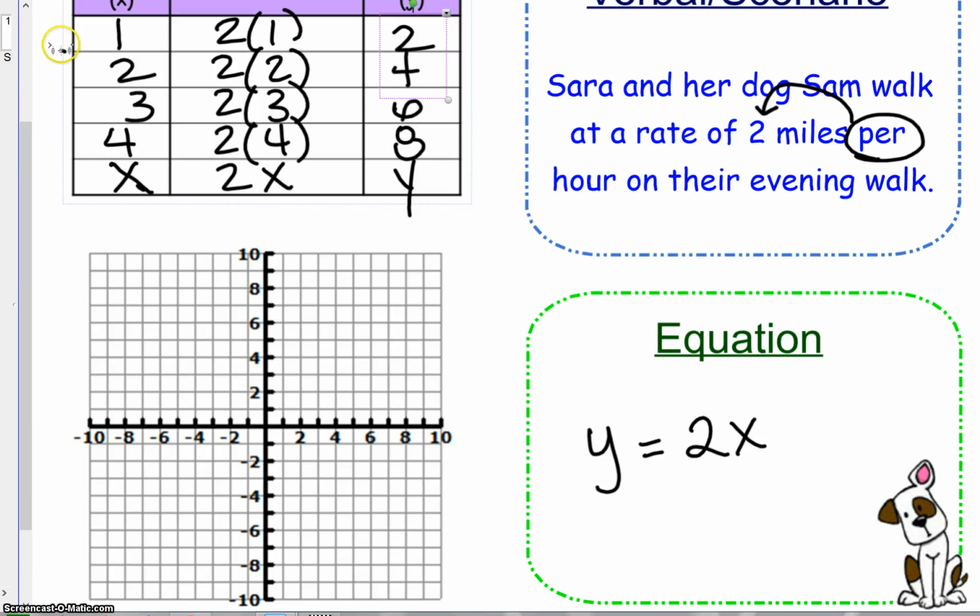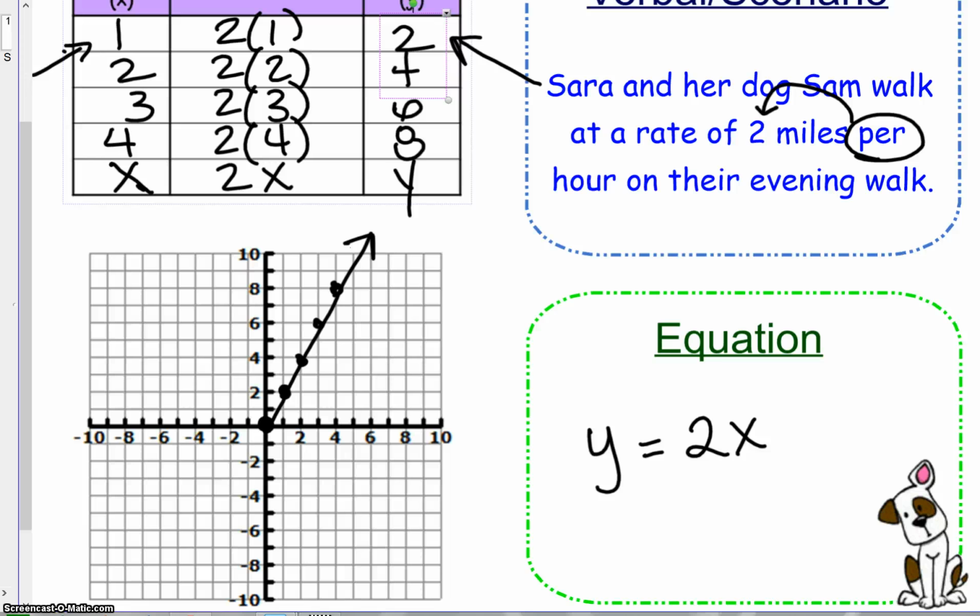So now we take the information from the table and we graph it. Remember, x is your x-axis, and then you do your y's. So we walk to 1 and jump to 2. Walk to 2, jump to 4, 3, 6, 4, 8. And because it's multiplicative, we know it starts where? If you said the origin, you are correct. So there's your graph.